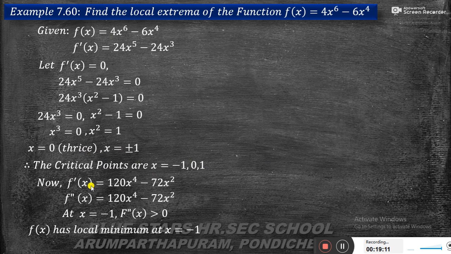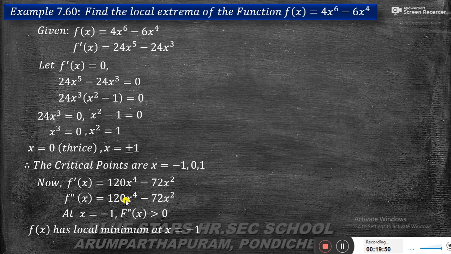Now f dash of x, which I already got, is 24x^5 minus 24x^3. Now I calculate f double dash. Differentiating x^5 gives 5x^4, so 24 into 5 is 120, 120x^4, minus 24 into 3 into x^2, so 24 into 3 is 72, 72x^2. Therefore f double dash of x is 120x^4 minus 72x^2.